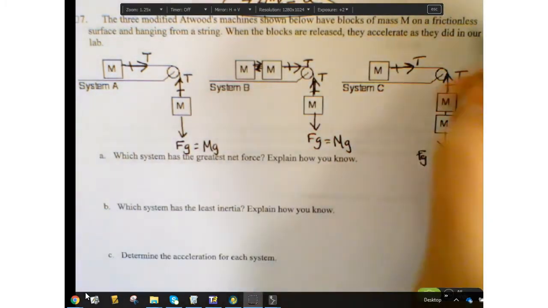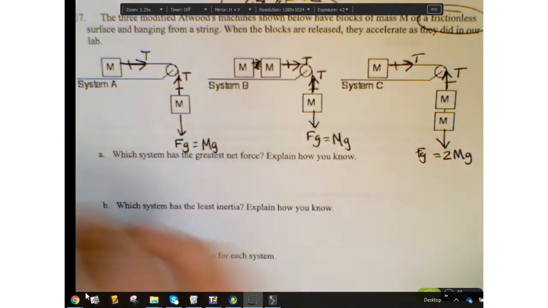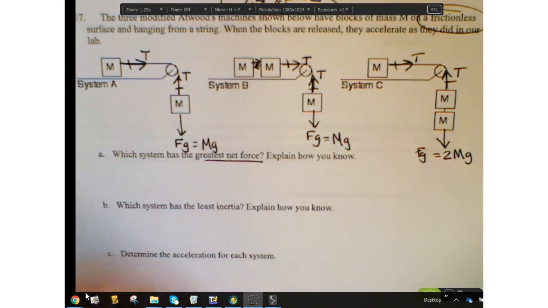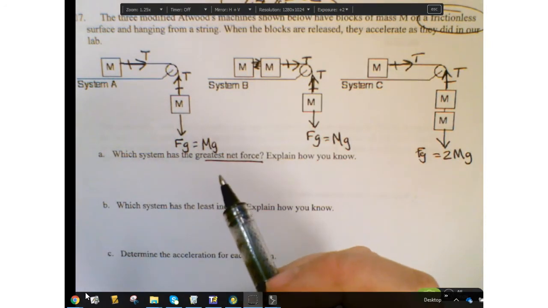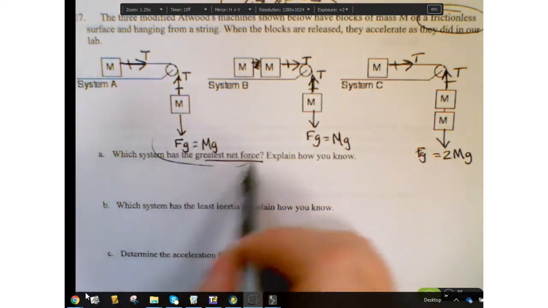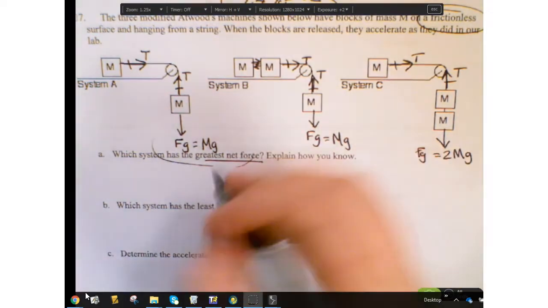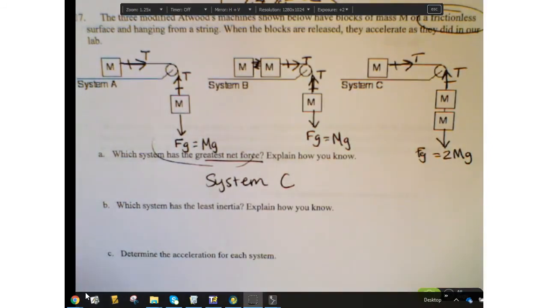There's no friction on any of these systems, so I don't need to worry about that. It says which system has the greatest net force. So net force being the only force that isn't balanced. Here we look, our net force is the force of gravity, which is mg. This is mg, this is 2 mg. So it looks like system C has the greatest net force.